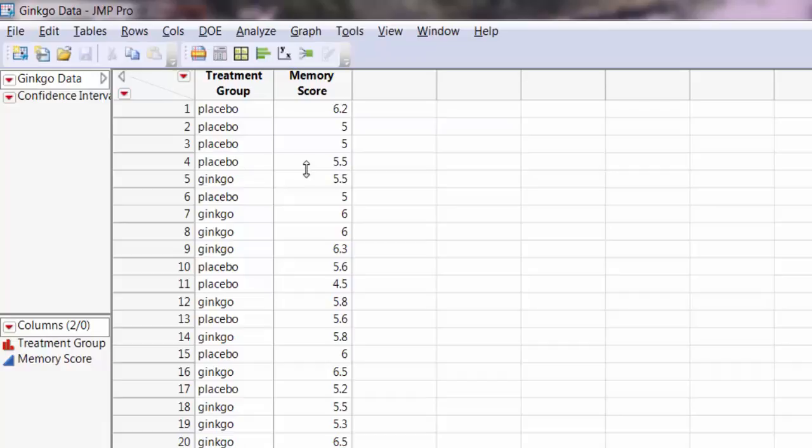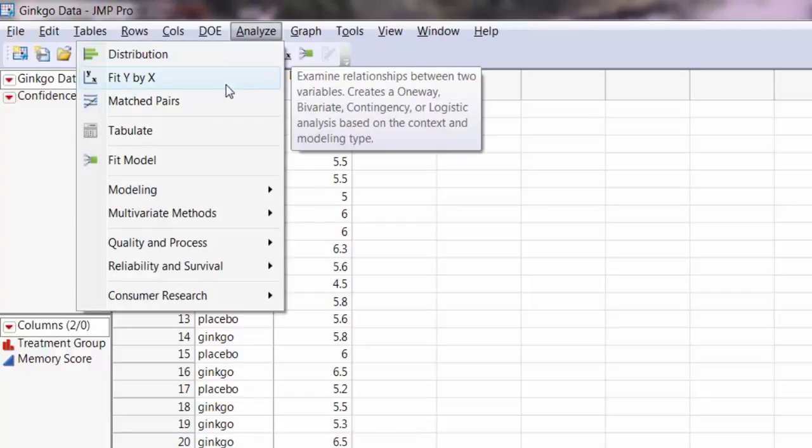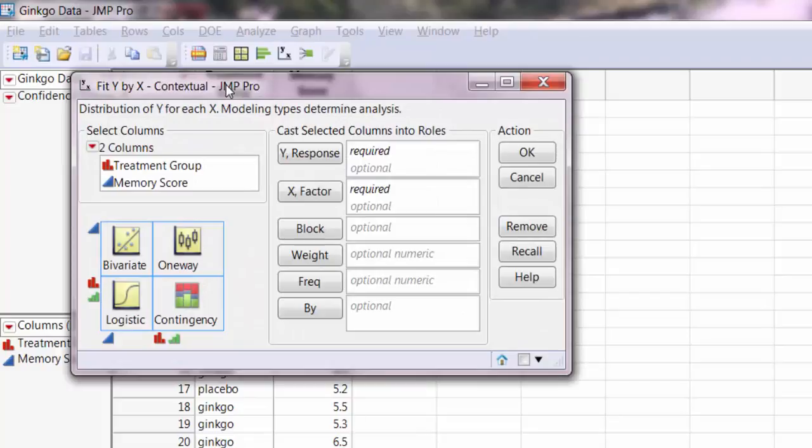If you have the data entered in this way, we're going to go to Analyze, Fit Y by X. So the response variable in this case, when we're comparing two means, is always going to be the quantitative variable. For us, the memory score was our response. And what we're thinking helps to explain changes that we observe in the response is the grouping variable, treatment group. So that's our X variable. So in order to do this analysis correctly, you need to make sure you have a quantitative response and a qualitative explanatory variable.